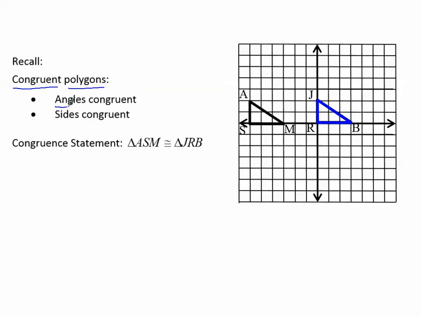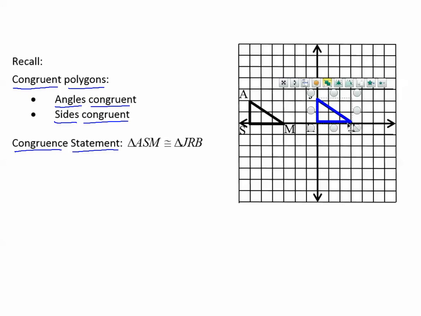Remember, these are polygons where the angles are congruent and the sides are congruent. Remember the congruence statement, such as this one, that tells us these triangles are congruent. Triangle ASM is congruent to triangle JRB. We can tell that if we slide one of the triangles over top of the other, all the sides and the angle measures are congruent to each other.